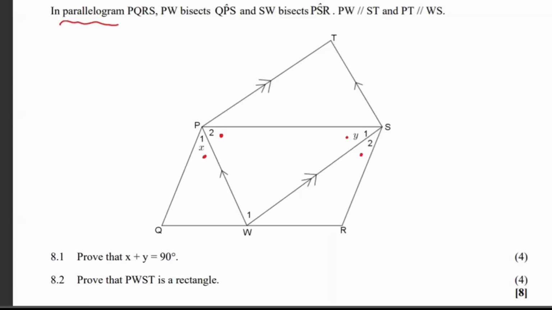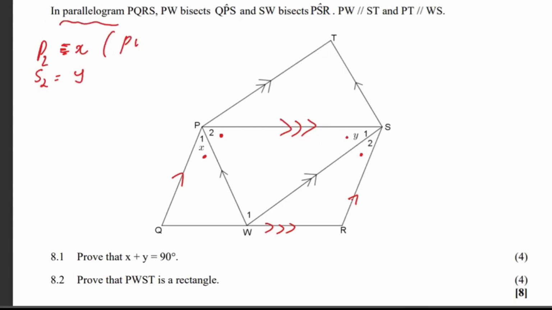So PQRS is a parallelogram, which means that these sides are also parallel. The opposite sides of a parallelogram must be parallel. Having seen that, since they told us that these angles are equal, all I can say is that P2 is going to be X. That's my first statement. And then S2 is also going to be Y.